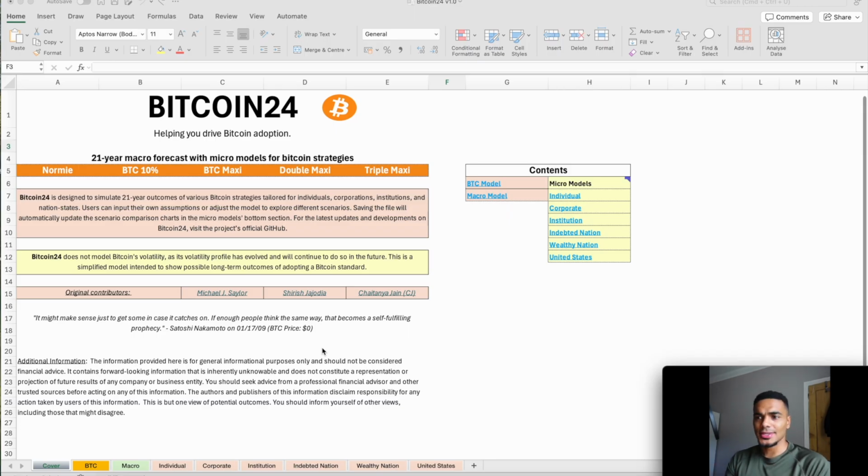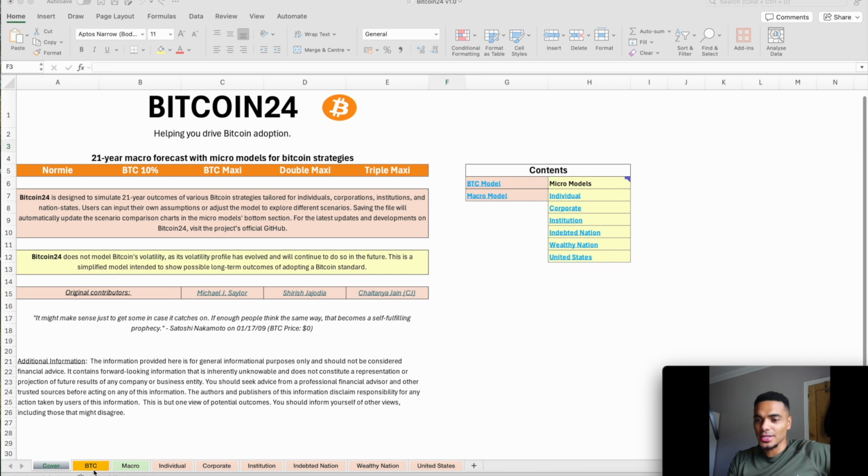So once downloaded, this is what you are confronted with: the cover page. It just provides you with a few different insights and details about where to get it from, essentially simulating a 21-year macro forecast for Bitcoin models and strategies. One thing that stands out, which is pretty cool, is that you have different levels of appetite. So a normal investor, BTC 10% of your net assets, all in, double maxi, triple maxi, whatever. Plus also different sheets depending on who you are.